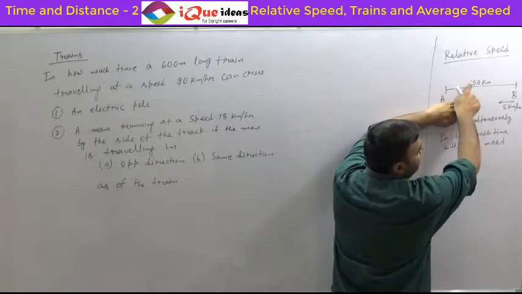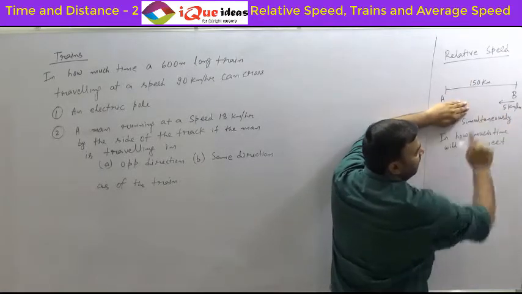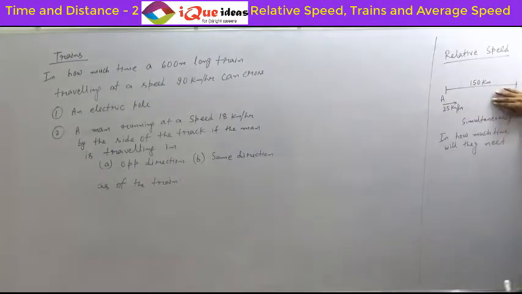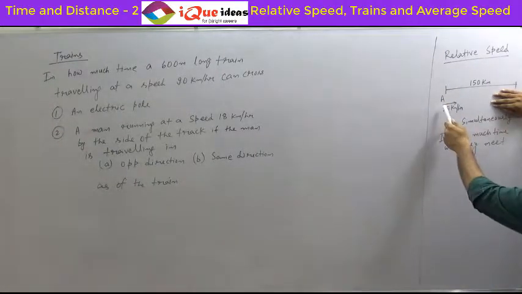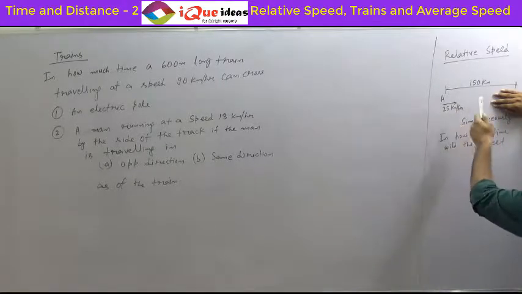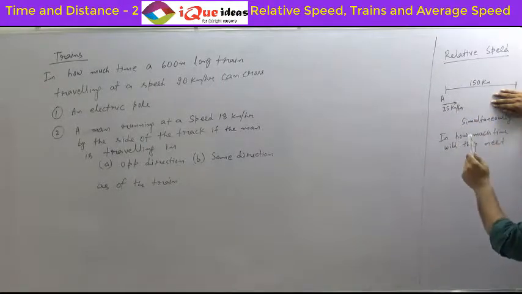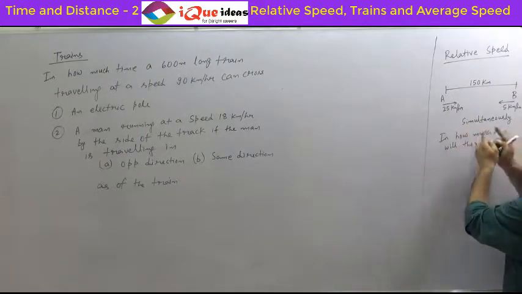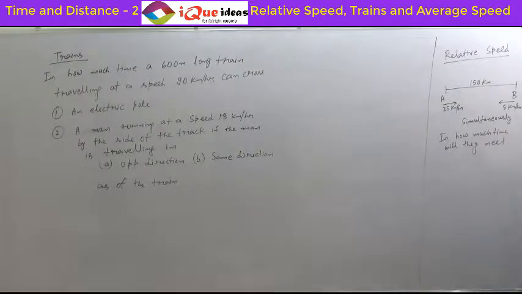You can simply divide the distance by the speed. So 150 by 5, that is 30 hours. Suppose this person wasn't there. Then how much time will the person from A take to go to B? Distance 150 divided by speed 25, that is 6 hours. Now what is happening? Both are moving and they have started simultaneously. So what will be the effective situation?